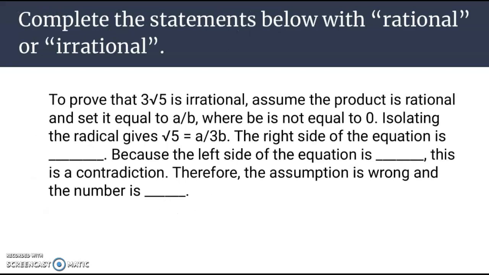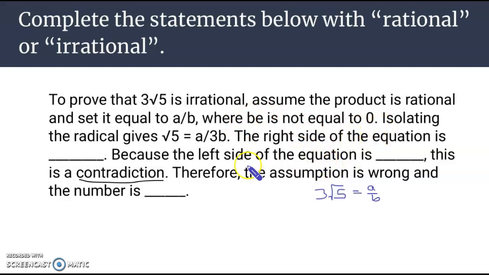All right, so here's a proof statement, and we're going to prove by what's called a contradiction. You do a lot of proofs in geometry, but you can apply the concept of proof to an algebra topic as well. So we're going to complete the blanks here with the word rational or irrational. It says to prove that 3 square root of 5 is irrational, let's assume the product is rational and set it equal to A over B. Okay, so we're kind of doing an assumption here. We're going to say 3 square root of 5, and we're going to set it equal to A over B, A over B being a rational number where B can't be 0, otherwise it doesn't work.